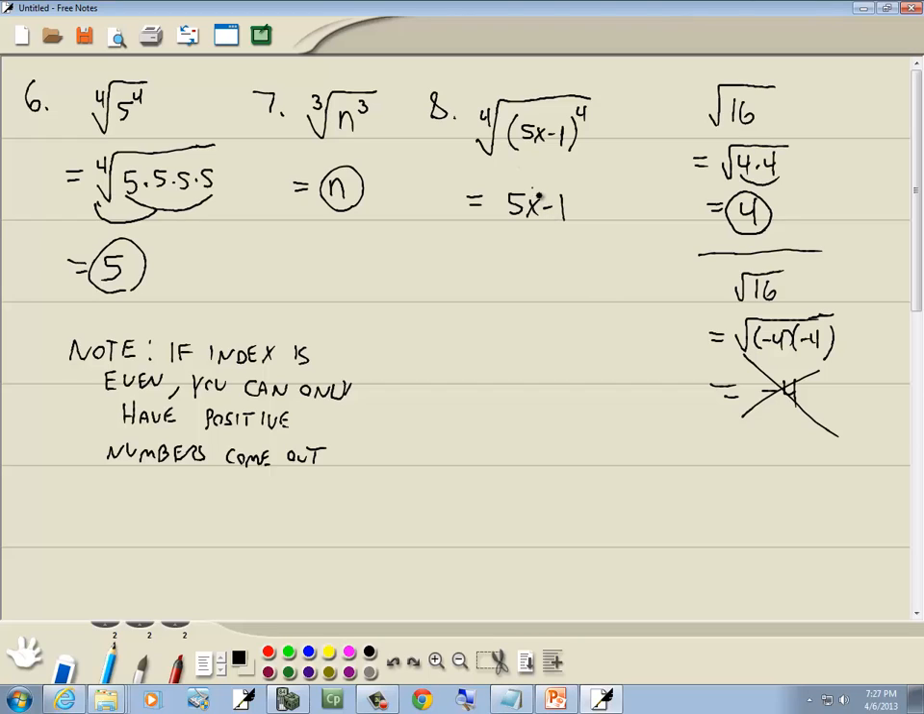Well, how does that deal with this problem? Our index is even, which means you can only have positive numbers come out. But we have a variable. We actually don't know what this is. If I put in x equal to 7, for example, 5 times 7 is 35, 35 minus 1 is 34. It's positive, so we're fine. But if I put negative 2 in for the x, 5 times negative 2 is negative 10, minus 1 gives us negative 11. And we can't have a negative number come out of a radical with an even index. So how we handle that, to make sure it's positive, is we put absolute value bars around it, like that. And that's our answer.